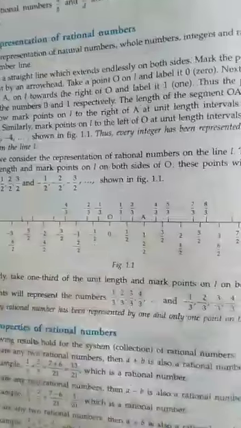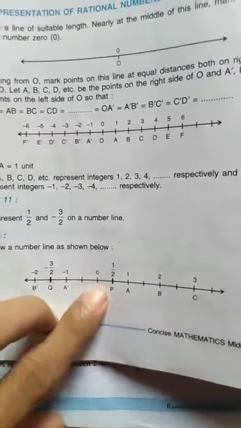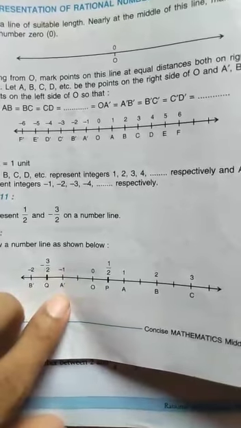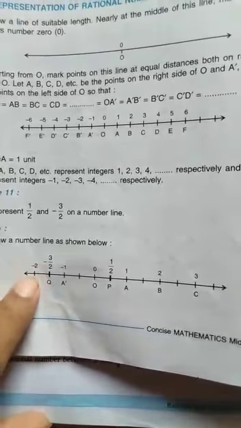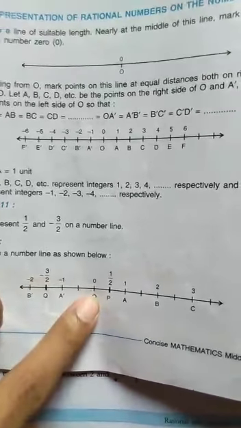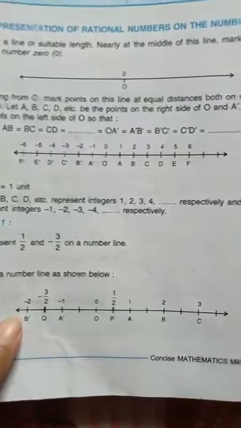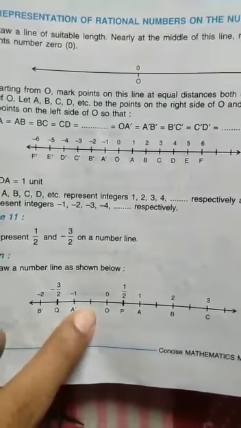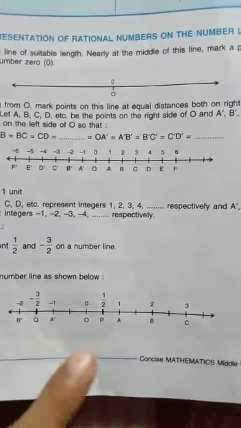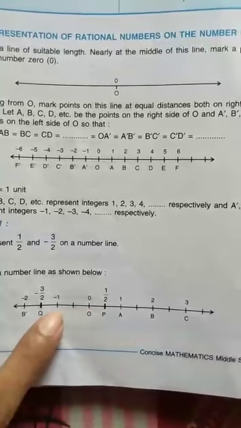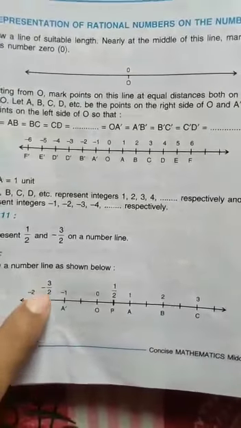Okay, so suppose this point represents O, and A prime represents -1, and this unit length A prime B prime, and B prime represents -2. Then we divide each of OA prime and A prime B prime into 2 equal parts, then we will get this type of number line, is not it? And then if we move 3 steps towards the left side of O, then we will get the point here, is not it? And this point represents -3 by 2.